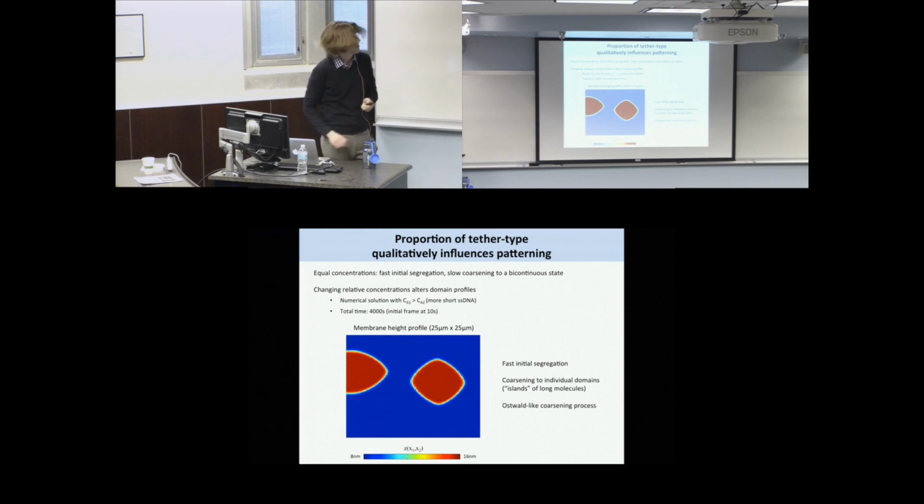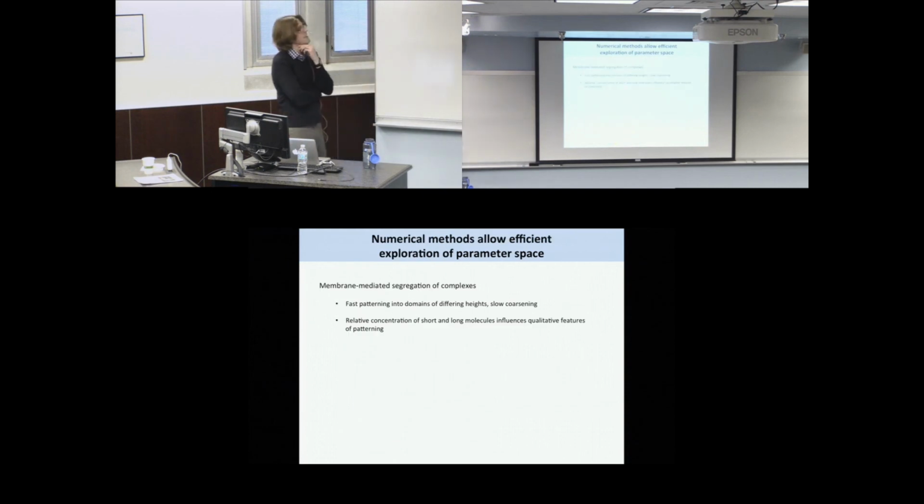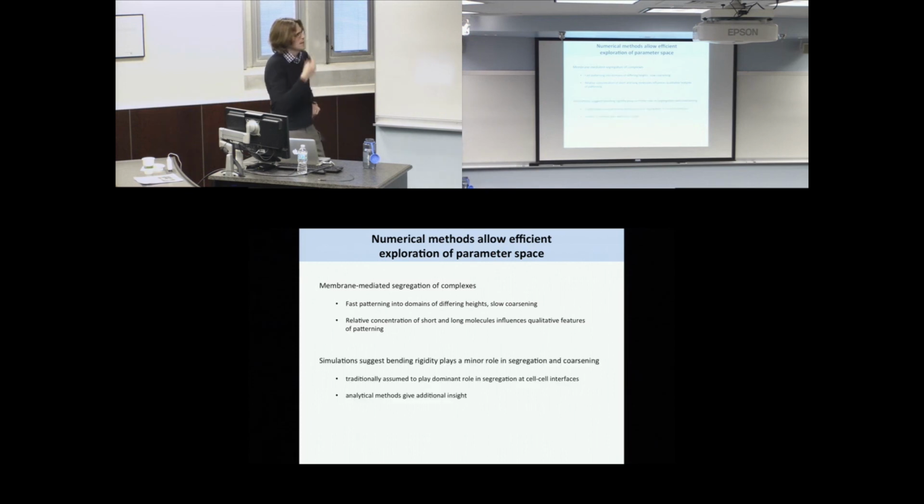One thing that was quite surprising to us in the process of doing this, let me give you the quick overview. We see a fast patterning to small domains, and then we see a slower coarsening. That is, you see the initial segregation followed by a much slower, larger domain formation. The relative concentrations of the short and long molecules influence the qualitative features of what we see. One thing that was really surprising to us is that these simulations suggested that the bending rigidity of the membrane didn't play a major role in the dynamics of this system.